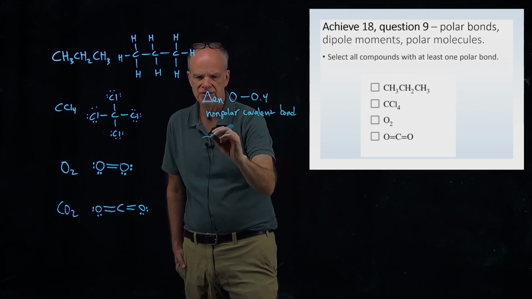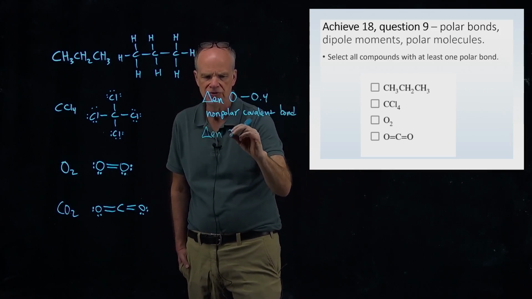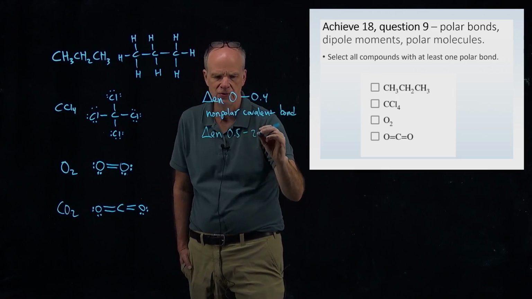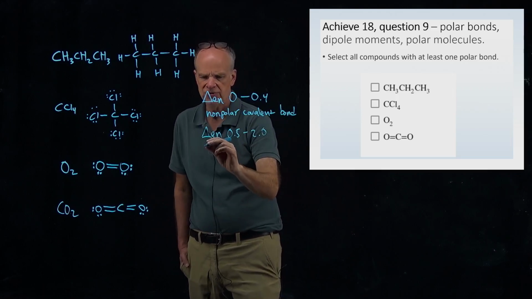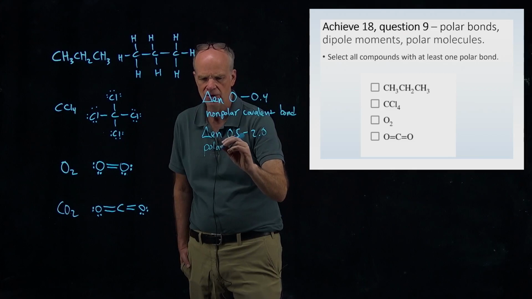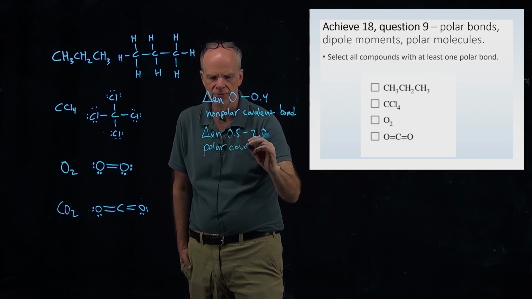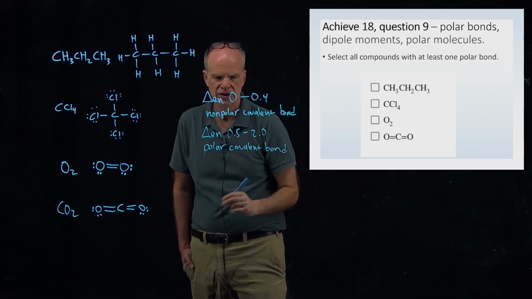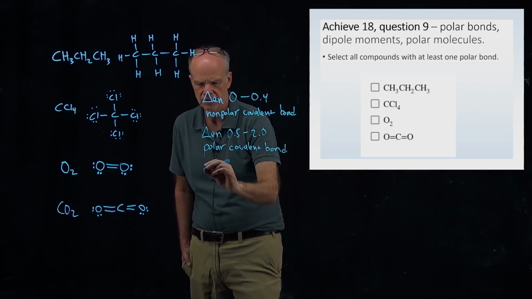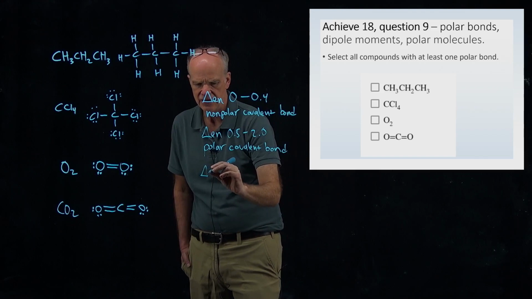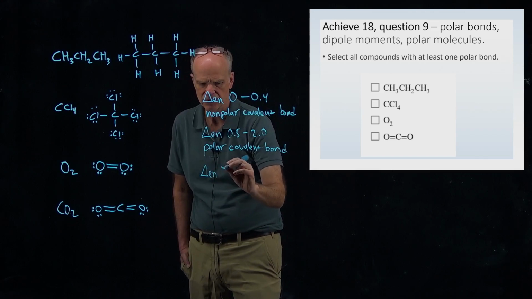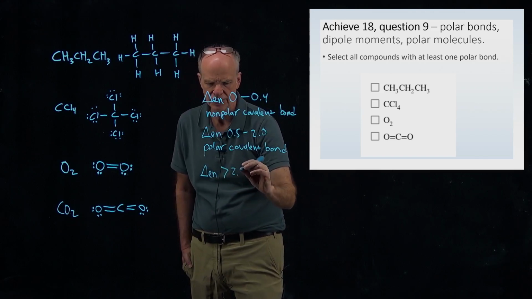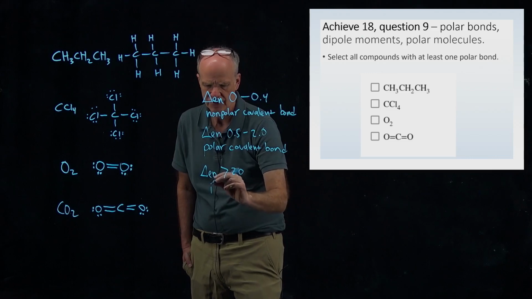If you have a difference of electronegativity from 0.5 up to 2.0, most textbooks consider that to be a polar covalent bond. And then finally, if you have a difference of electronegativity that's greater than 2.0, then it's considered to be an ionic bond.